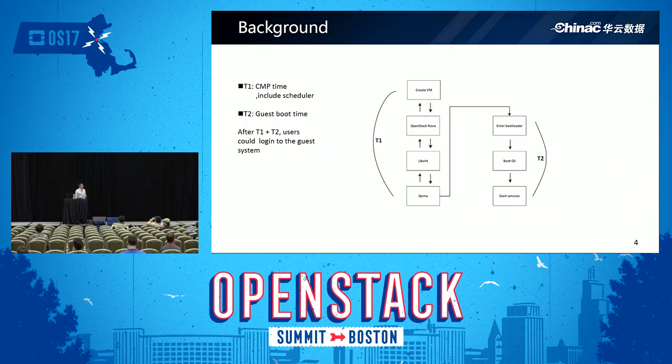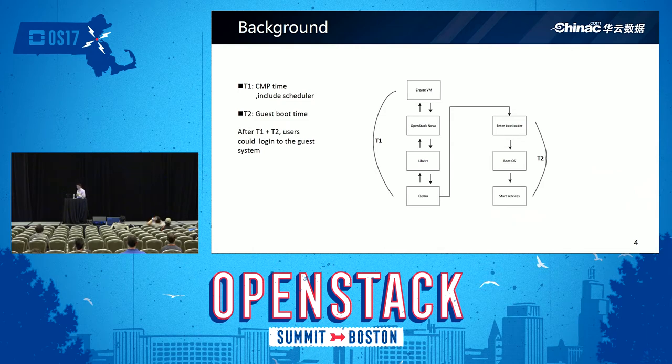When we create a virtual machine, we can separate the time into T1 and T2. T1 is when you create a machine from the website or the console, it goes through OpenStack Nova, and Nova generates the XML file for Libvirt. Using this XML file, Libvirt creates the QEMU process, first parsing the XML file and generating the QEMU command line, and then calling the QEMU process to start up this guest. This is what we call T1.